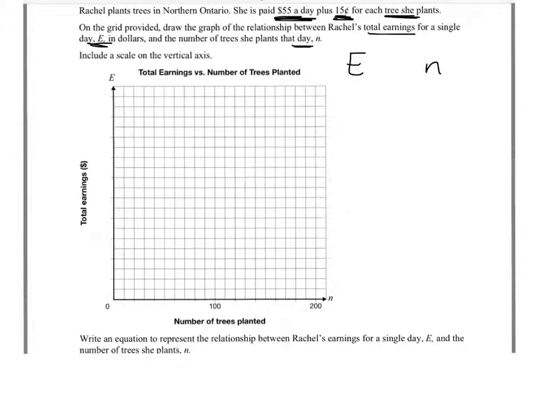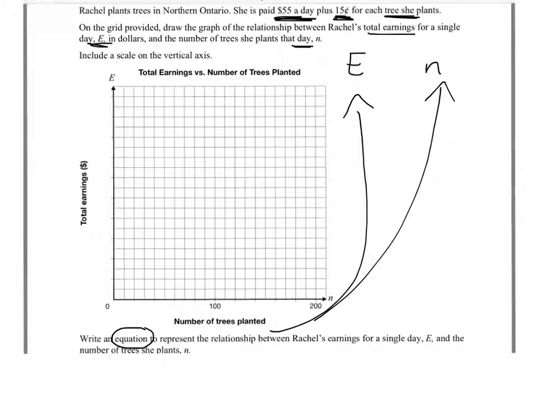So if you answered this question and you used two different variables, but you got the equation right, you'll still get a code 40 if the equation is right. Let's try and come up with the equation first. It says to write an equation to represent this relationship between earnings and number of trees planted. Once you come up with the equation, it will probably be much easier for you to graph this.